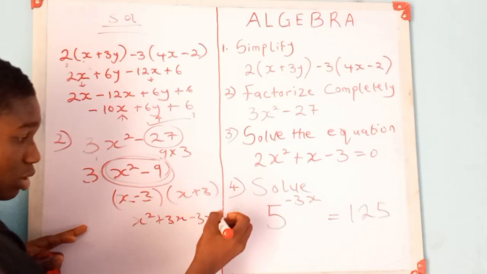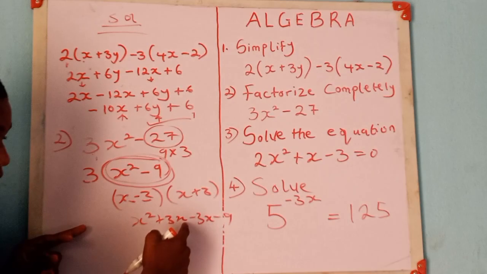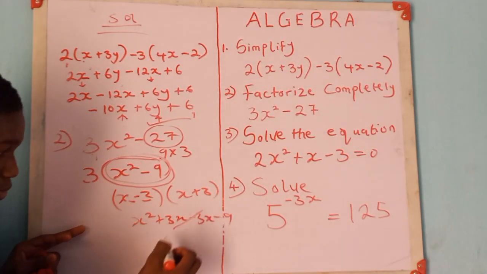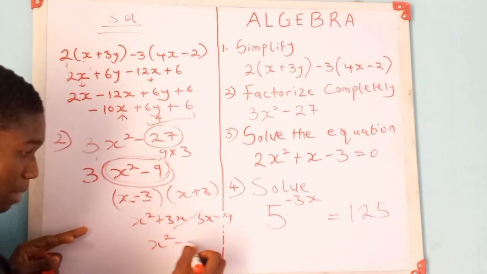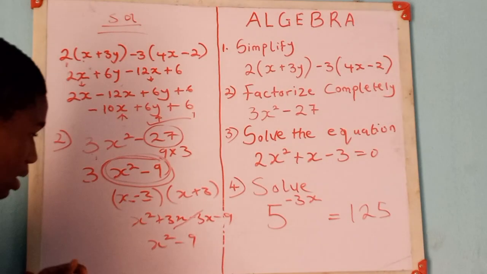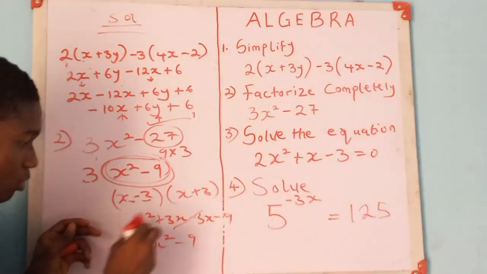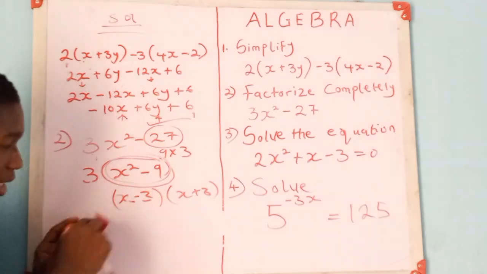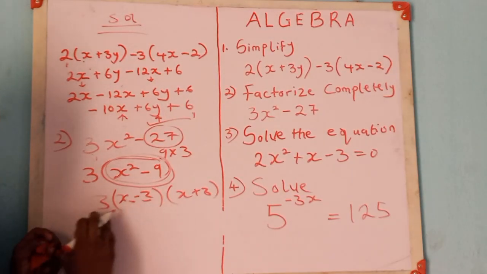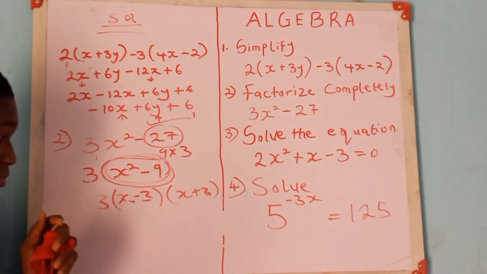This multiplied by this is going to give me minus 9. So plus 3x minus 3x is going to cancel out. I'll be left with x squared minus 9. So you can see that this is actually the same as this. So without wasting much time, we will know that our answer here is going to be in this format.